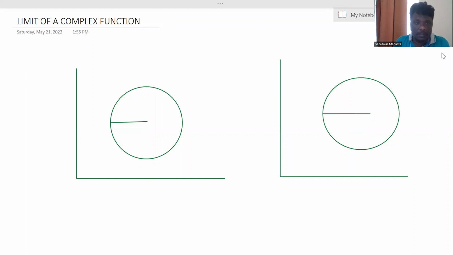Today we'll discuss the limit of a complex function. What is the limit of a complex function? Let f(z) be a complex function. We already know that a complex function has one real part and one imaginary part available.